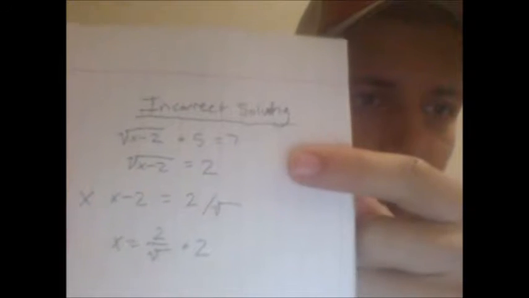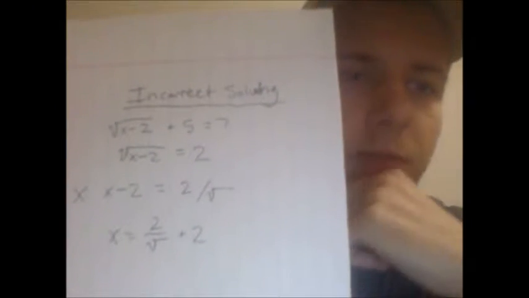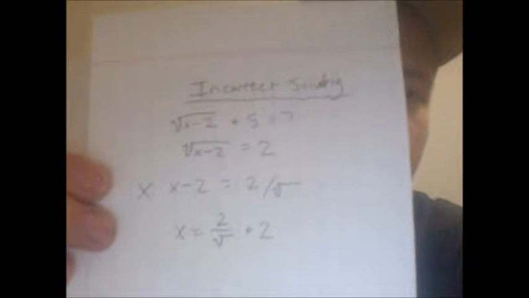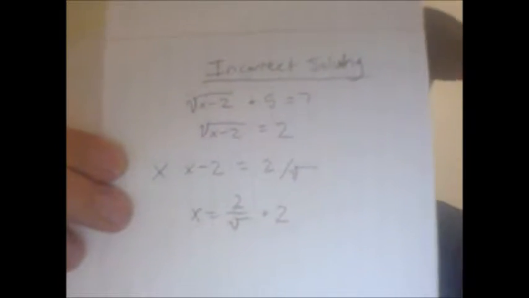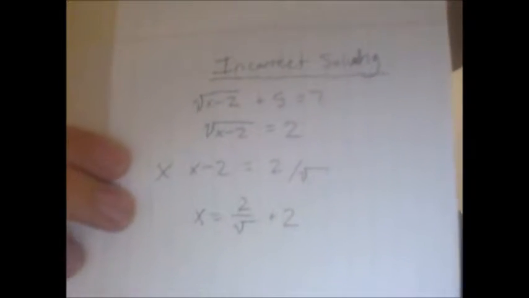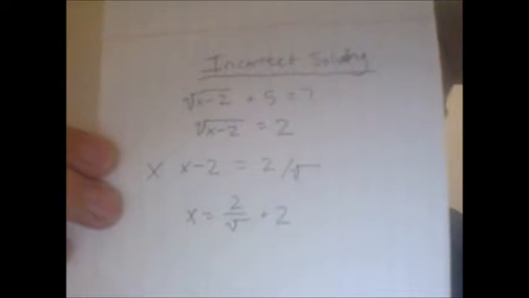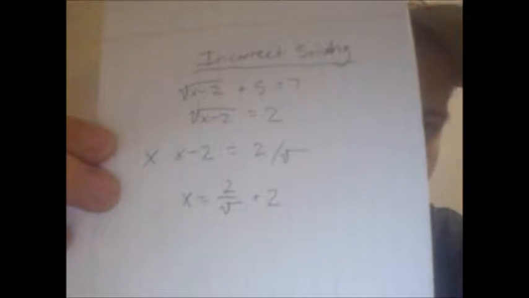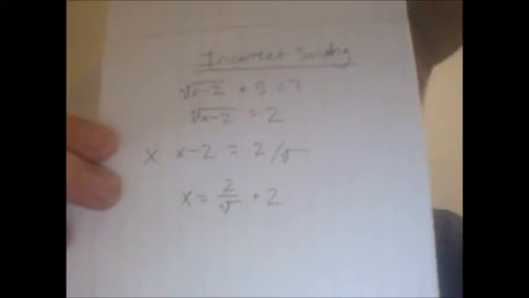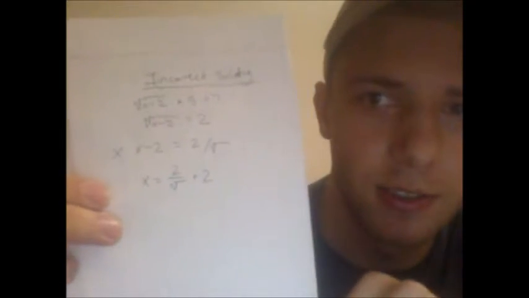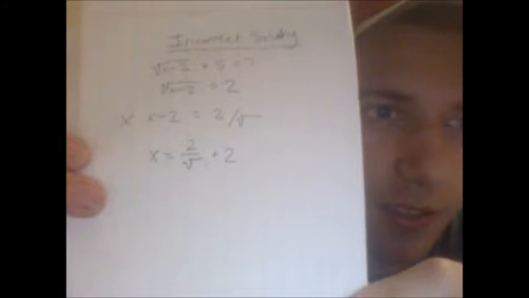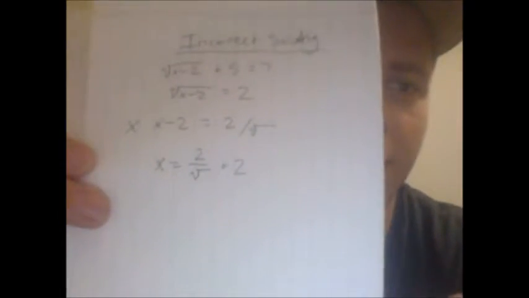The student who solved this equation did the first step correctly by subtracting 5 from both sides, making it the square root of x minus 2 equals 2. But the student then incorrectly divided by a square root and ended up with the wrong solution as x equals 2 over square root plus 2, which really doesn't make much sense. You can't just divide by a square root because the square root is an action being done on the equation and not an actual value itself.